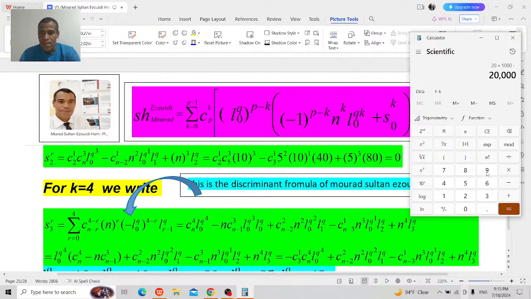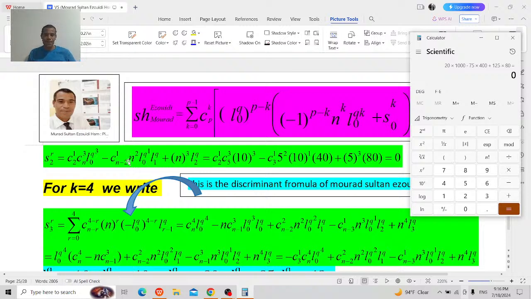Which means negative 75 times 10 by 40 is 400, multiplied by 400. Plus, learners, 5 cubed is 125, plus 125 multiplied by 80. So this one has to be equal to 0. The value of S2, learners, is 0. We use my general discriminant formula when k equals 3.